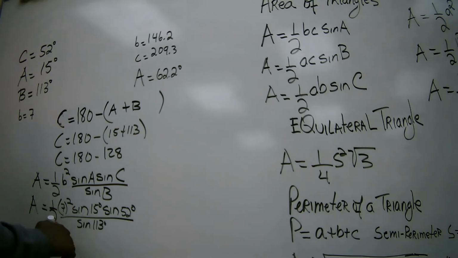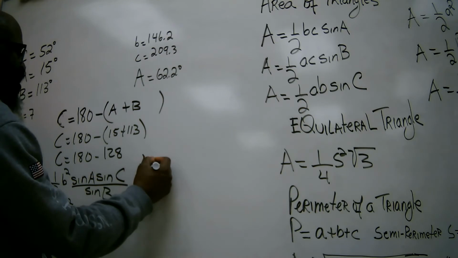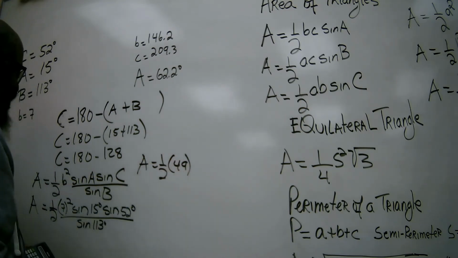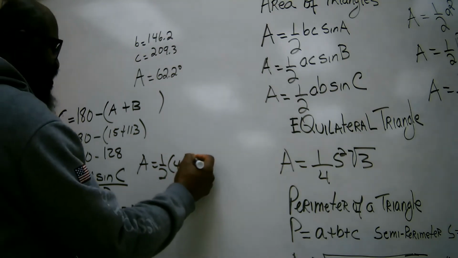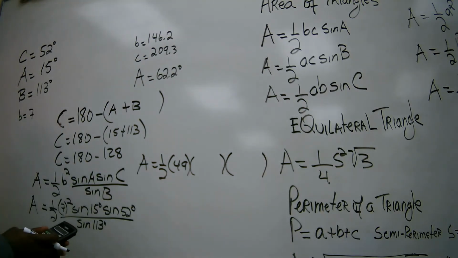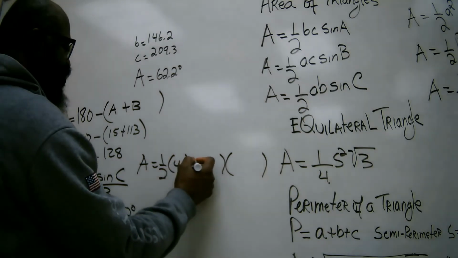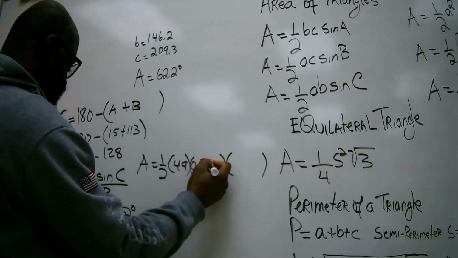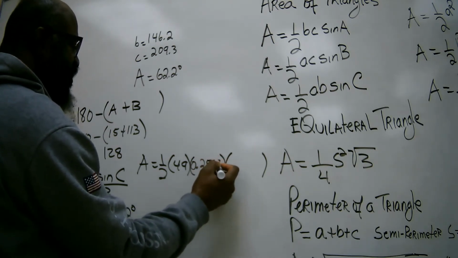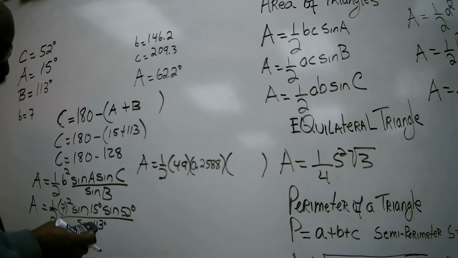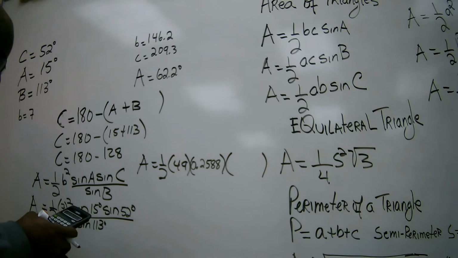As you can see, you will end up with A equal to 1/2, 7 squared is 49, times sine of 15 times sine of 52. We're going to find what sine of 15 is. So put it in your calculator and press sine. For showing purposes, that will give you 0.2588. That's the same thing you have to do. So press 15, sine, then you should get that number. That's how you know how your calculator works.